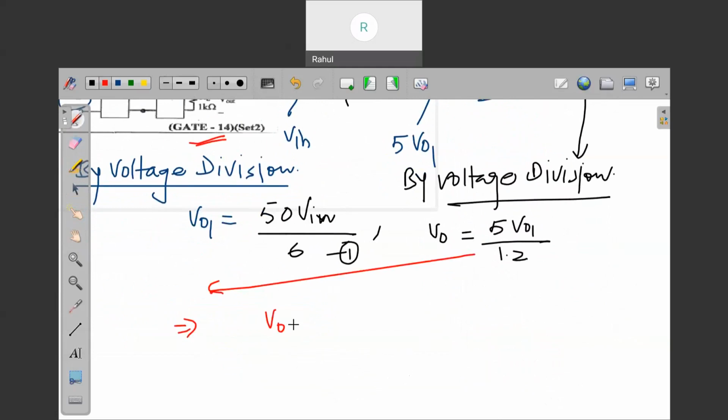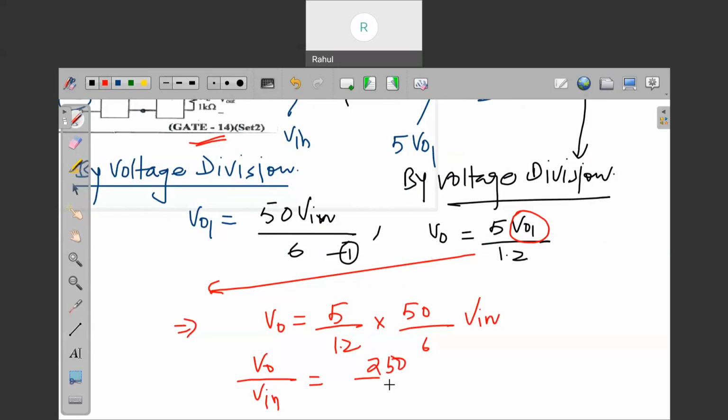So V naught equals 5 by 1.2 into this V naught 1. What is V naught 1? That is 50 by 6 V in. So from here, V naught by V in will be 25 upon 7.2. You can solve this now and answer this question.